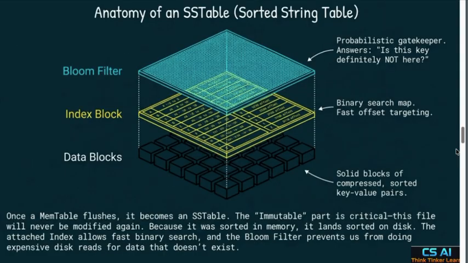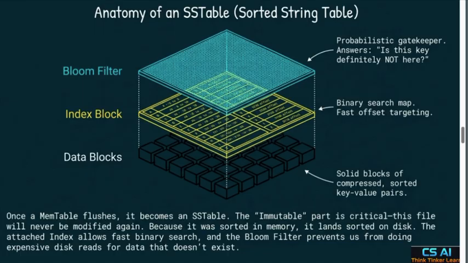Once the memtable flushes, it becomes an SSTable, which is a sorted string table. The immutable part is critical. This file will never be modified again. Each SSTable contains three layers: data blocks, index blocks for binary search, and a Bloom filter. The Bloom filter is a probabilistic gatekeeper. It can tell you with 100% certainty if a key is not in this file.